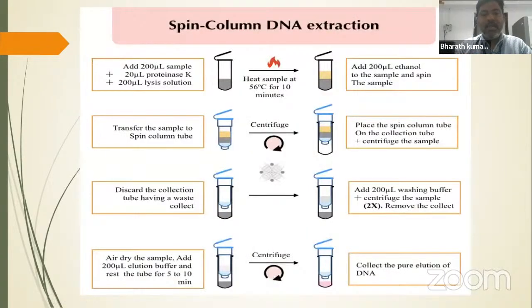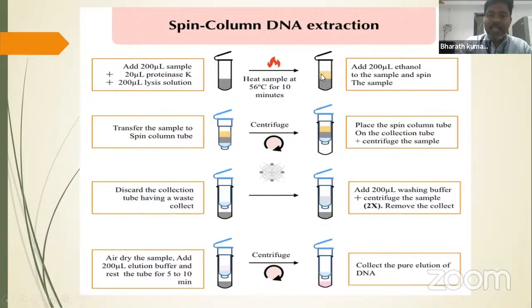So this is the summary of the procedure. First, we add 20 microliters of proteinase K, then 200 microliters of sample and 200 microliters of lysis solution. We vortex it and incubate for 10 minutes at 56 degrees centigrade. After the completion of incubation, this is the substance. We add 200 microliters of ethanol and mix by vortexing.